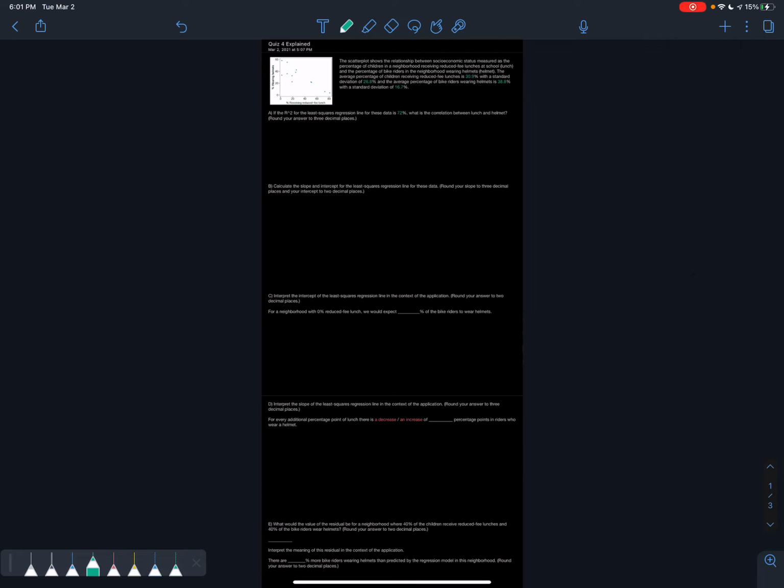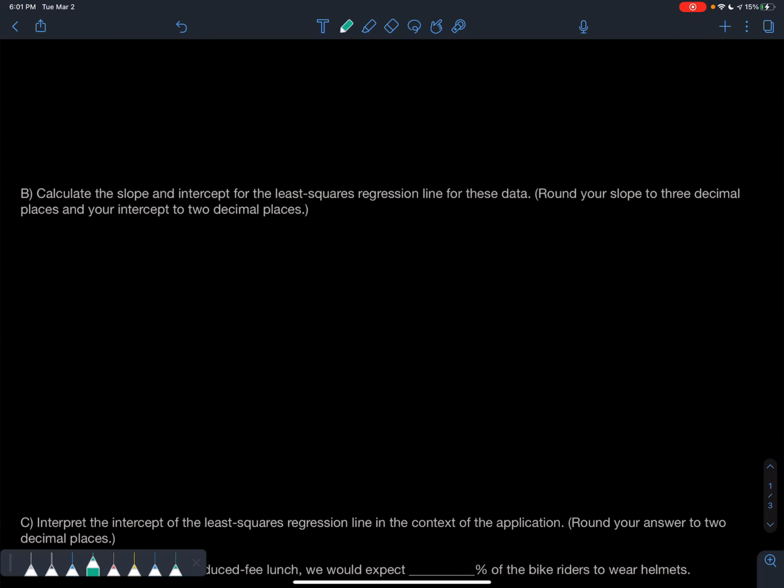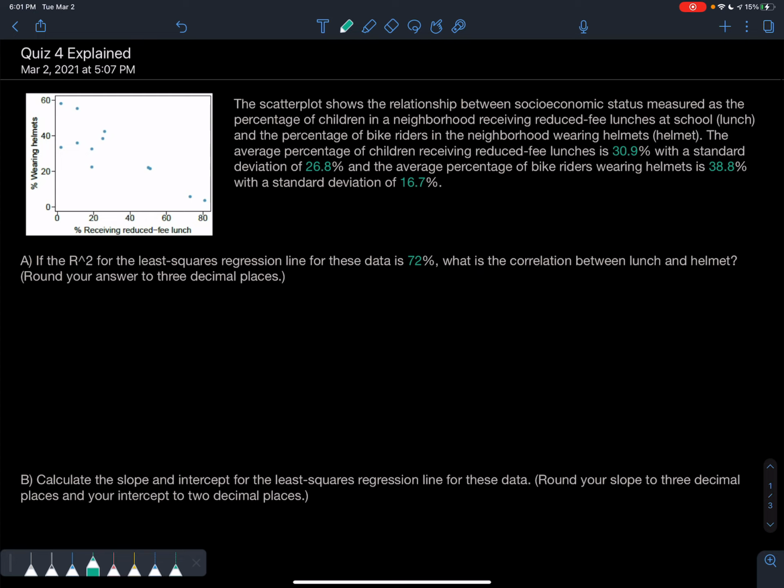All right, hello everybody. This is going to be a quick explainer of question 1 for quiz 4. I'm not going to do question 2 because it seemed pretty easy. So right off the bat here: if r squared for the least squares regression line for this data is 72%, what is the correlation? Correlation meaning what is our r value between lunches and helmets, lunch being our x value, helmet being our y value.